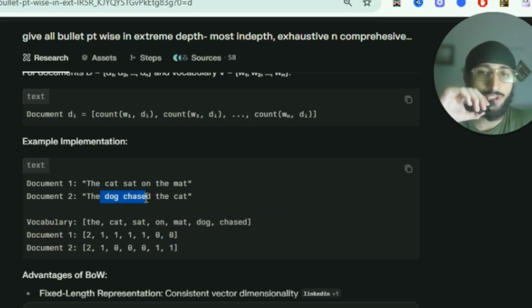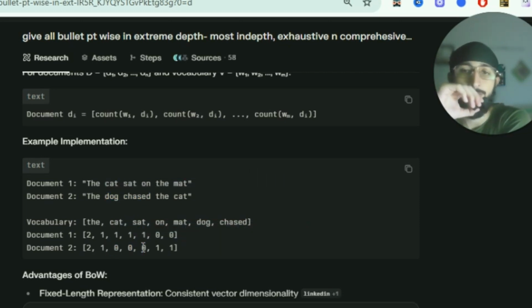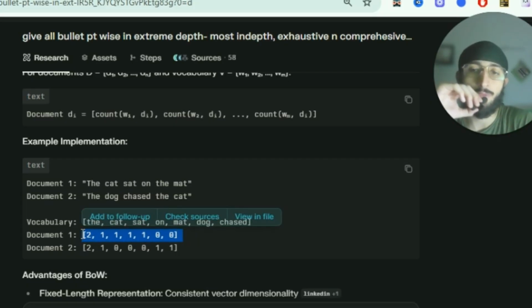So 0, 0. And dog and chased are used in document 2, and we are placing them index wise. So you can see we have placed it here, right? And cat is also coming, so cat comes first because we are going according to the indices. So as many words as we have in the vocabulary, we will have the same number of positions here.